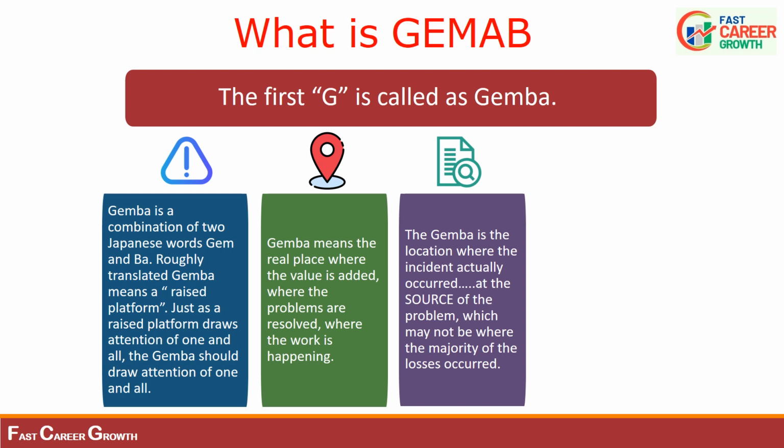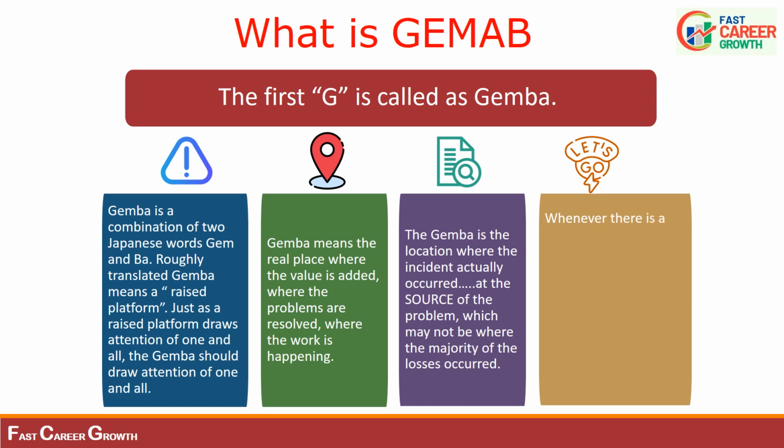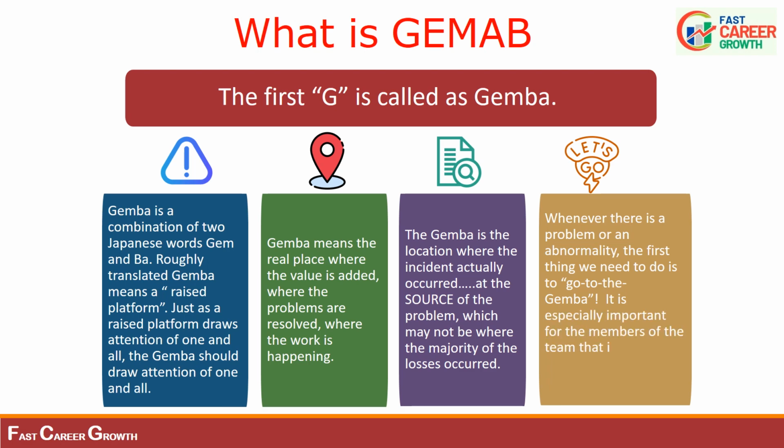Whenever there is a problem or an abnormality, the first thing we need to do is to go to the GEMBA. It is especially important for the members of the team that is assigned to resolve the problem. GEMBA is a fundamental concept in lean thinking that emphasizes the value of directly observing and understanding the real work environment to improve processes and solve problems effectively.